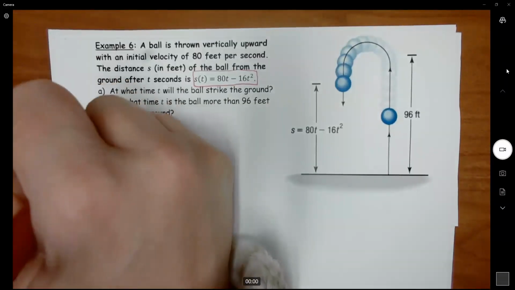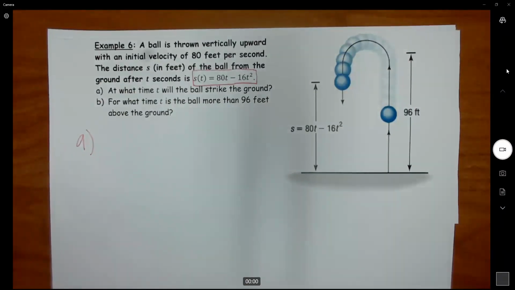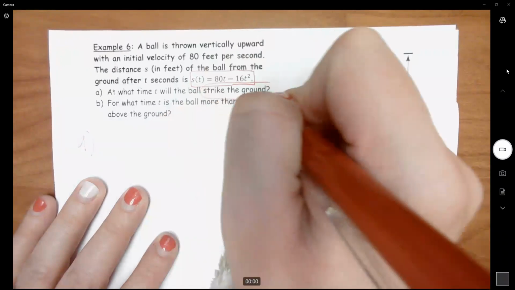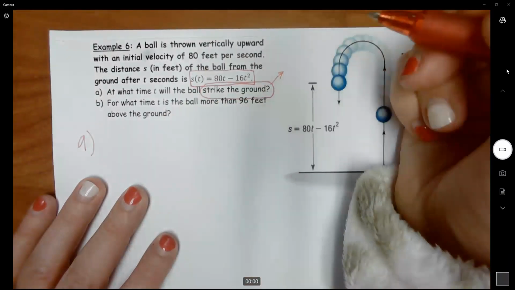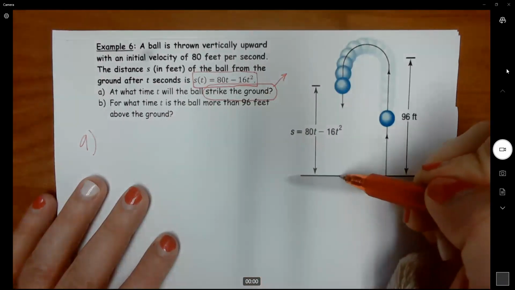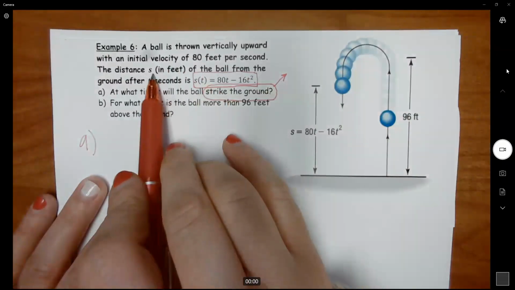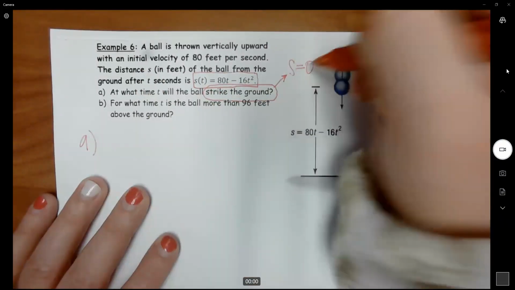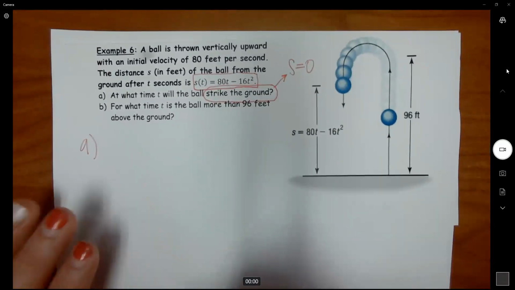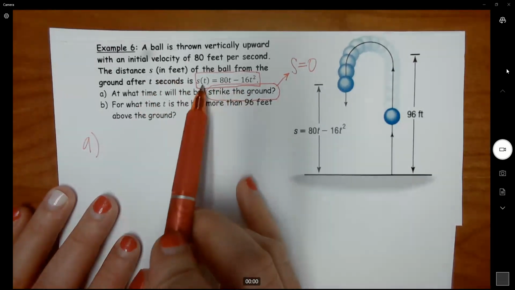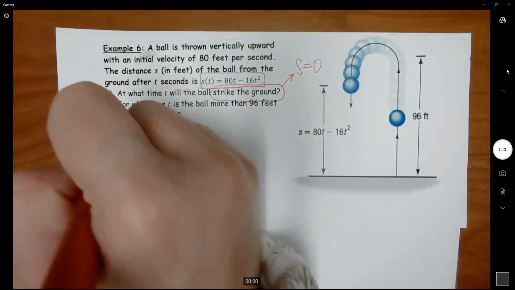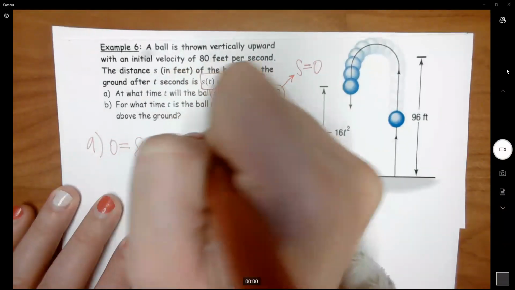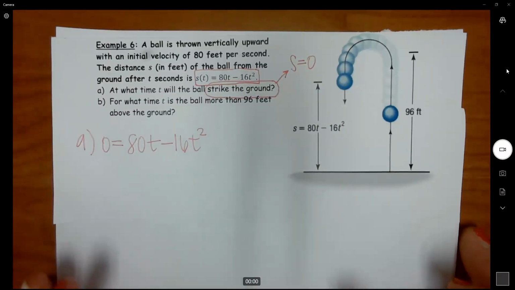Part A wants to know at what time t will the ball strike the ground? So again, when something is striking the ground, if something is on the ground, then that tells me that its height, in this case s, is 0. So at what time t, I'm going to take this equation and replace my s with 0. So we've got 0 equals 80t minus 16t squared, and I'm going to solve for t.